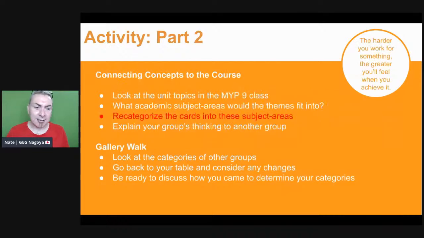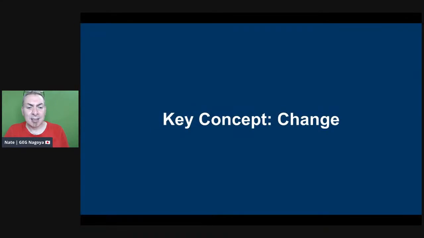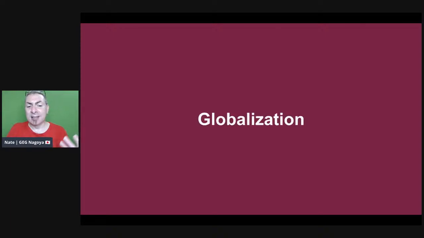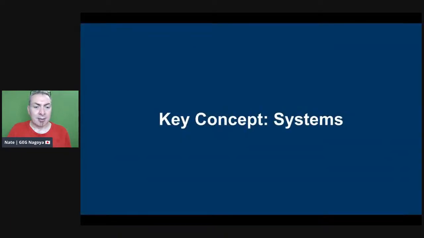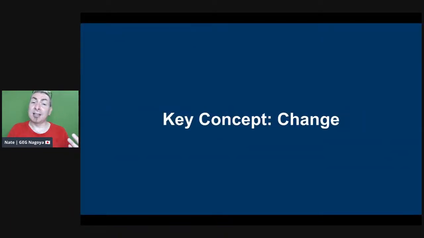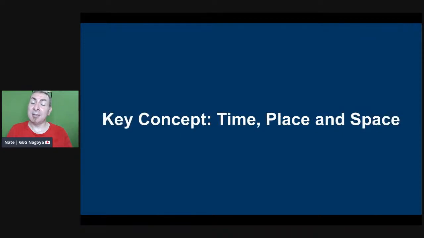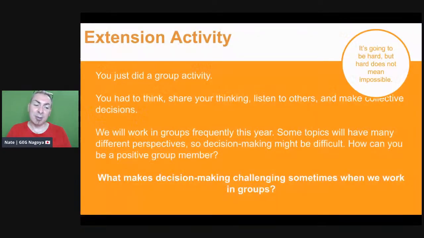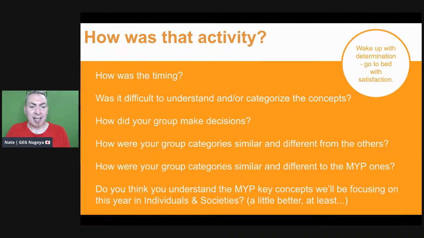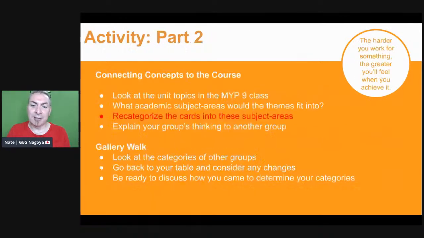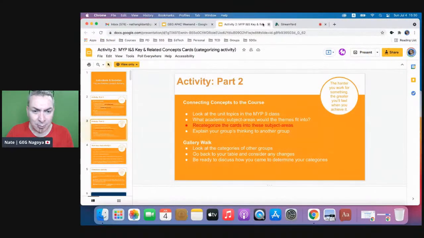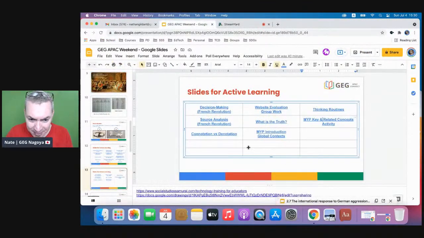But what I did was go through the key concepts, and we talked about these. All right, so the key concept of change, what does it mean? What does time, place, and space mean? What does systems mean? What do global interactions mean? And then they went into the activity. And again, we talked about the timing or whatever, but really it was just the instructions up on the board using slides, but students were being active with their groups and the cards.